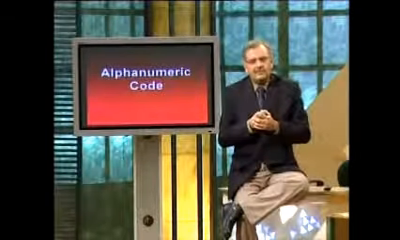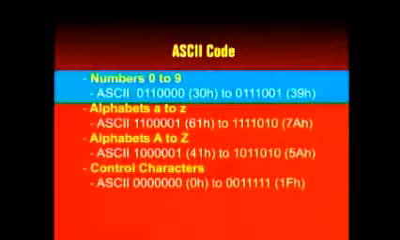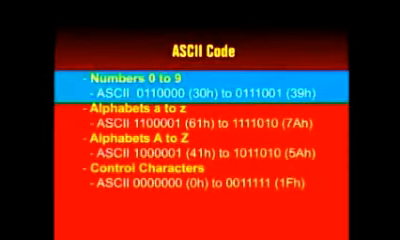Let us have a look at the ASCII table. Consider some of the ASCII codes that represent the numbers 0 to 9. The ASCII code 011 0000, which is also equivalent to 30 hexadecimal, represents the number 0. The ASCII code 011 0001, which is also equivalent to 31 hexadecimal, represents the number 1. Similarly, the ASCII code 011 1001, which is equivalent to 39 hex, represents the number 9.